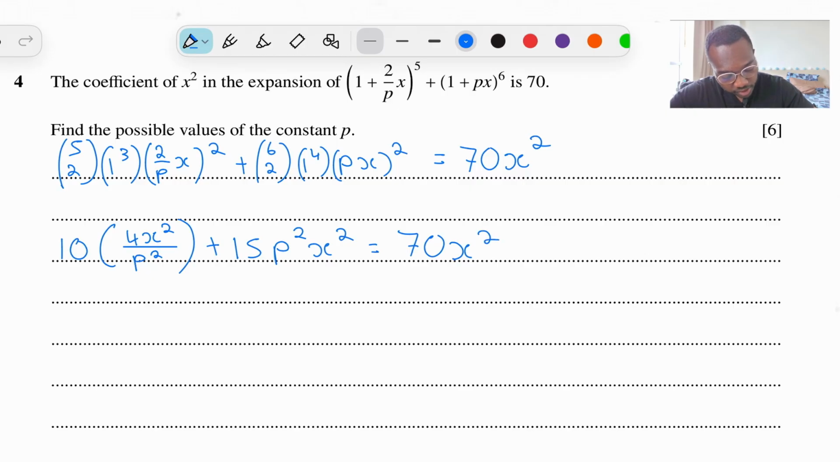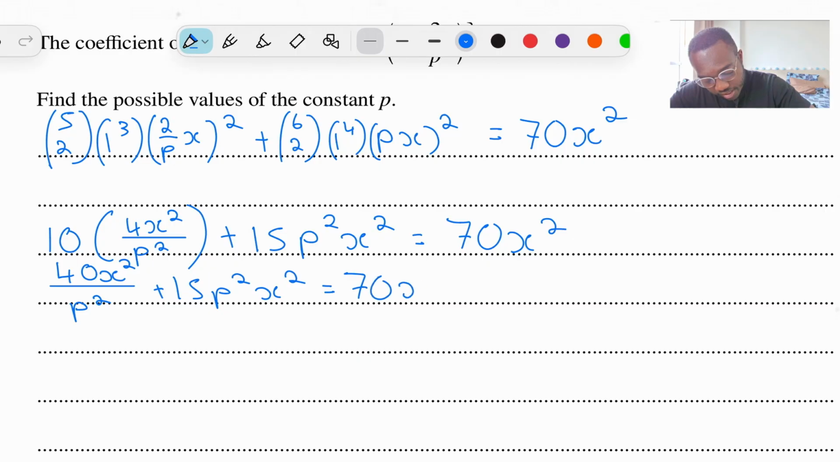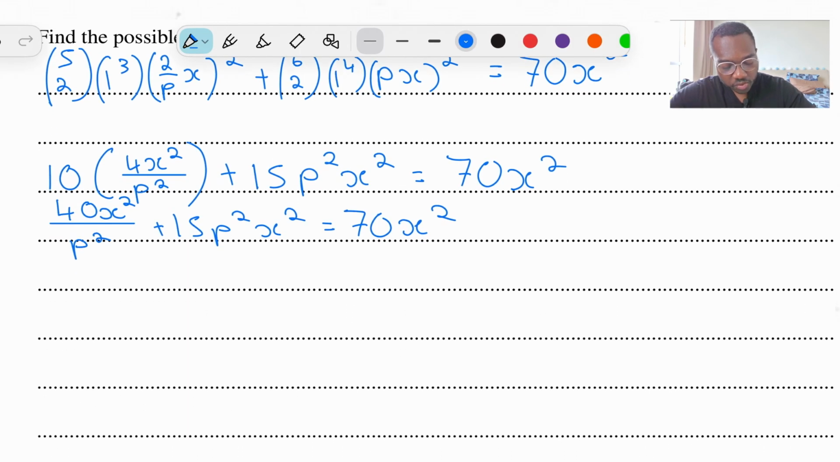And then if we just work this out, we would get 40x squared over p squared minus 15p squared x squared, and that is equal to 70x squared, like that. And now we're at this stage. As you can see, we have x squared in all of them. So now, at this stage, we can just get rid of our x squared because we want to look at the value of p.